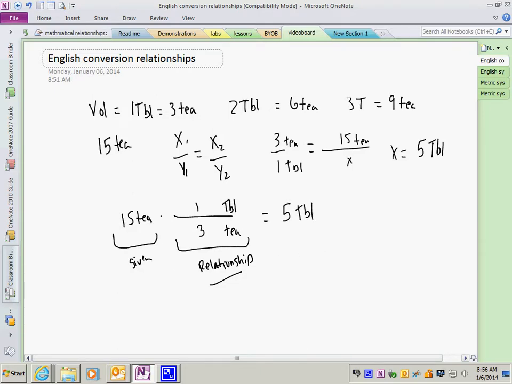So this is the example. The only difference between English conversions and the metric conversions is the relationships themselves. Otherwise, the mathematics is entirely the same. We're given a certain value, we are given a relationship, and we use the two to get the answer. It just so happens that the English system relationships are much more convoluted, or I would say historical. They aren't created to make logical sense.